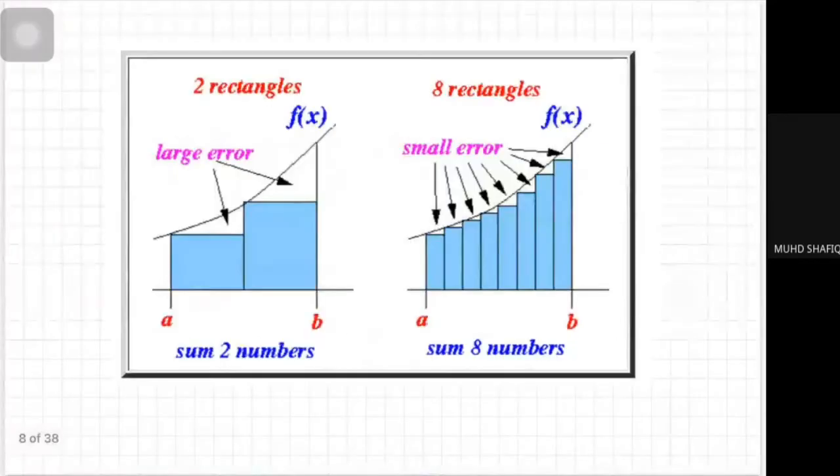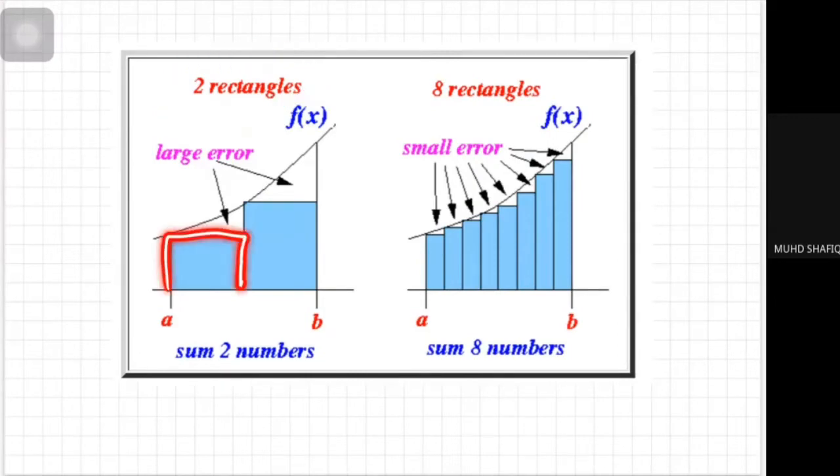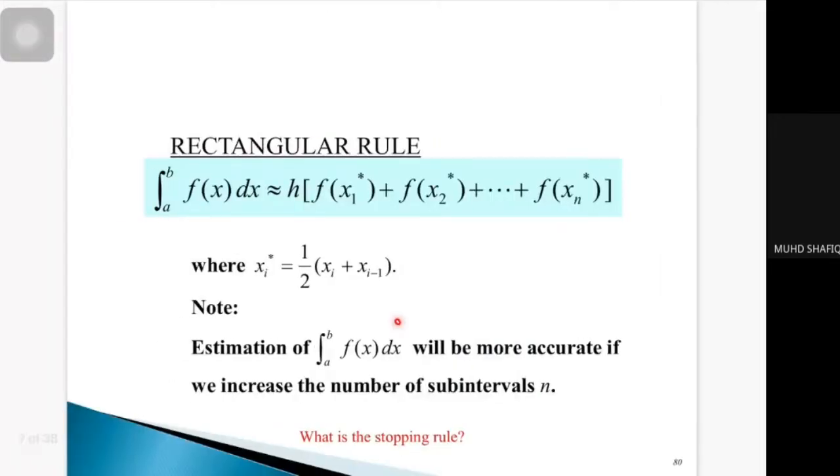So the estimation of this integration will be more accurate if we increase the number of subintervals n. You can see here, if you only have two rectangles, this will be your error. The error will be large. And if you calculate for 8 rectangles, 1, 2, 3, 4, 5, 6, 7, 8, this is the only error, very small error. So that's why you can say that this integration will be more accurate if we increase the number of subintervals n.